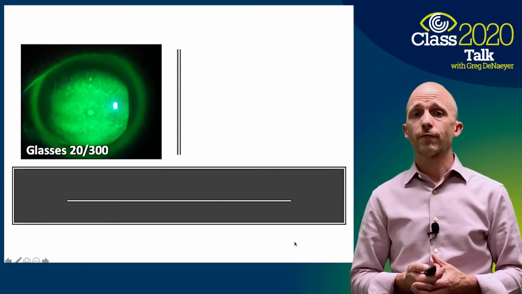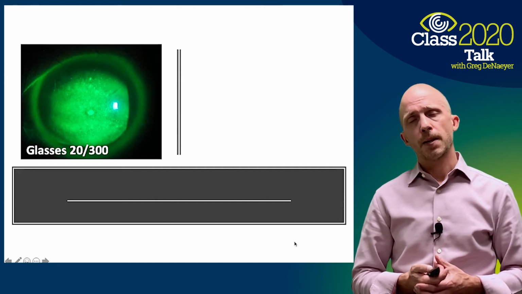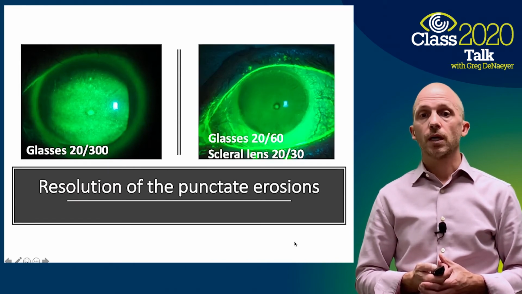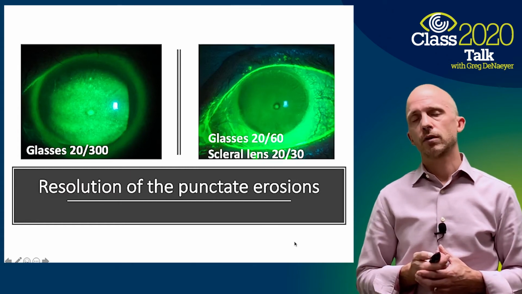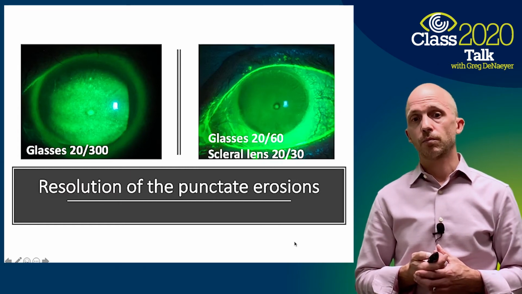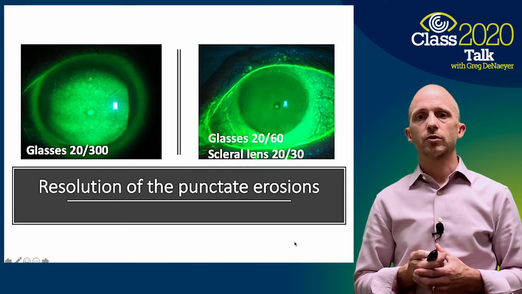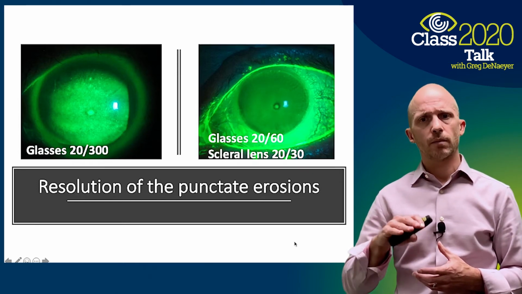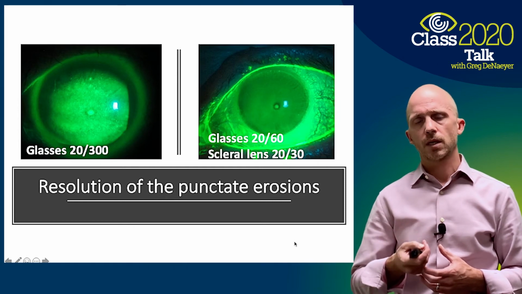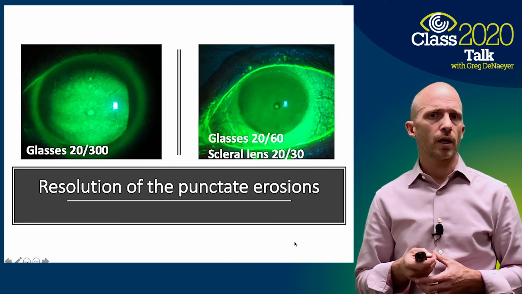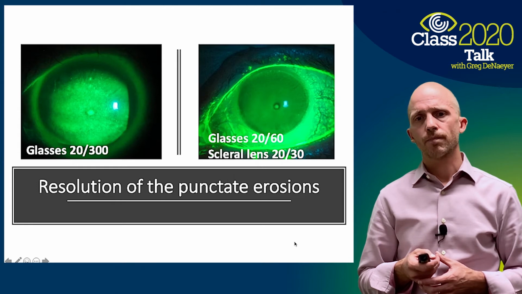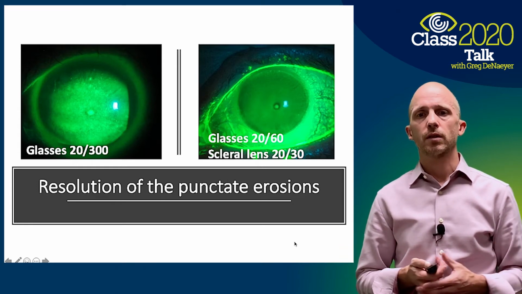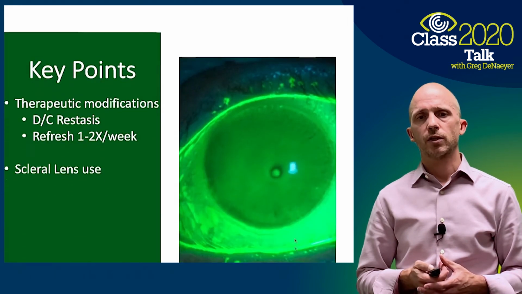So this is his before cornea. This is the left eye. Best corrected glasses vision is 20/100. And then to the right, after several months of scleral lens, he has complete resolution of his punctate erosions. And with glasses, he's 20/60. Now he does still have some irregularity, and you can see that there's a persistent scar there that's paracentral. But all the erosions are healed, and with the scleral lens, he was 20/30. So very much a success for this patient.